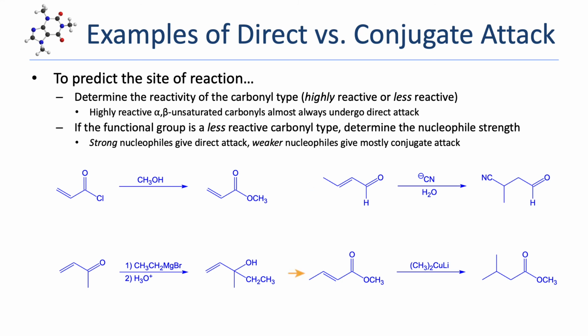If we look at the last example, we see an alpha-beta unsaturated ester. Esters are not one of the two highly reactive carbonyl types, which means we again must consider the strength of the nucleophile. In this reaction, the nucleophile is a Gilman reagent, and Gilman reagents are not among the big three strong nucleophiles. Be careful not to overgeneralize the three strong nucleophiles. A Gilman reagent is an organometallic reagent, but it is not an organolithium reagent. Because the less reactive carbonyl types undergo conjugate addition with weaker nucleophiles, the reaction here will be the conjugate addition of a methyl group to the beta carbon of our reactant.